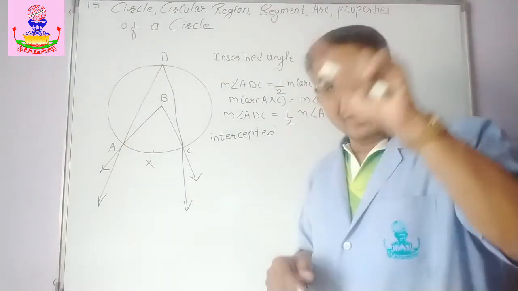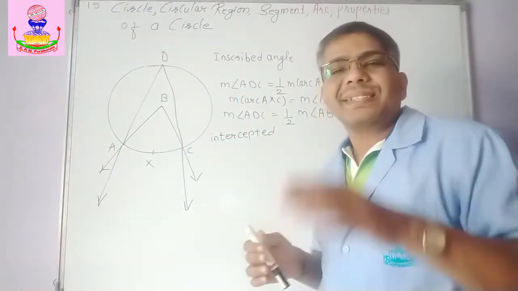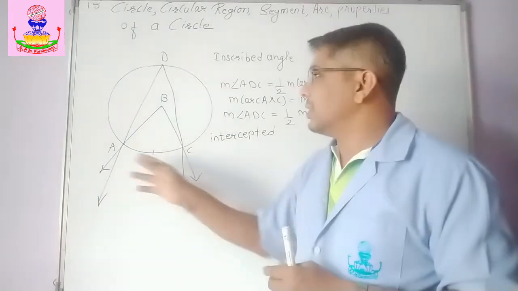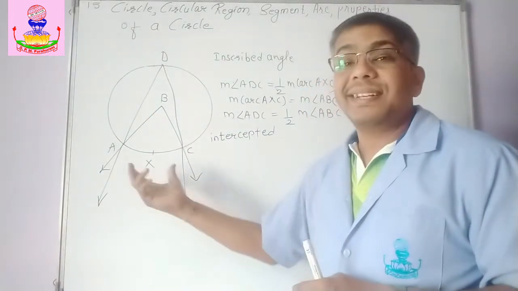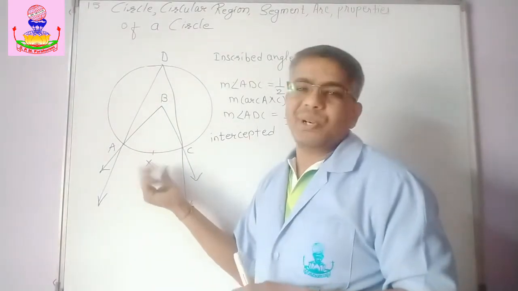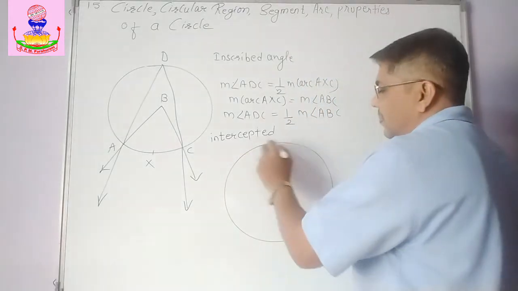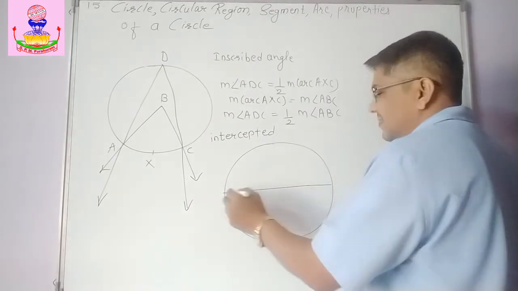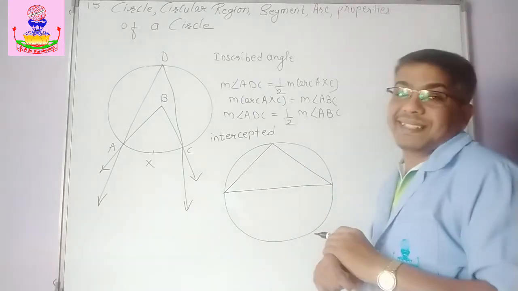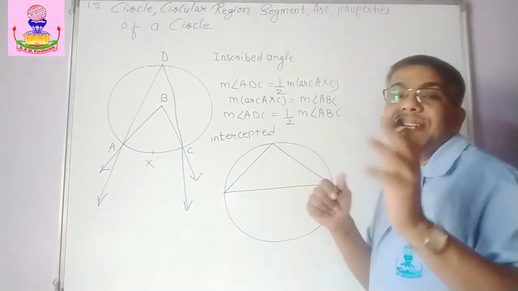You draw an actual circle and draw such types of angles, and you will get the relationship. So this is the inscribed angle, this is the central angle, this is the intercepted arc. Now next part, suppose this is the diameter. Again, what type of angle is it? Yes, an inscribed angle. So the measure of this angle is always 90 degrees.